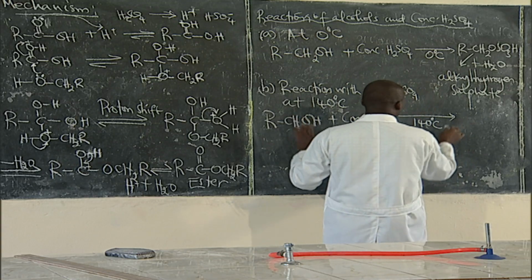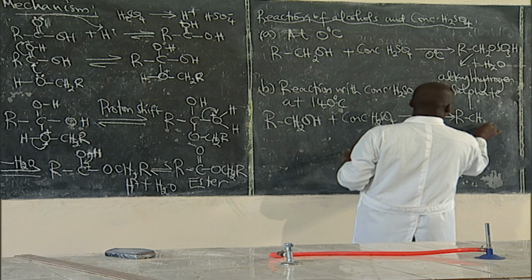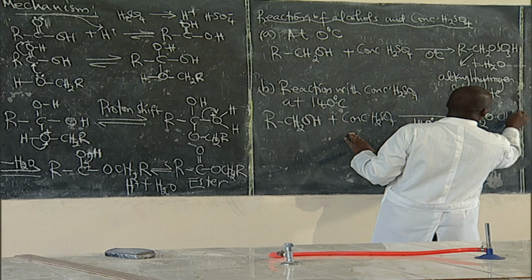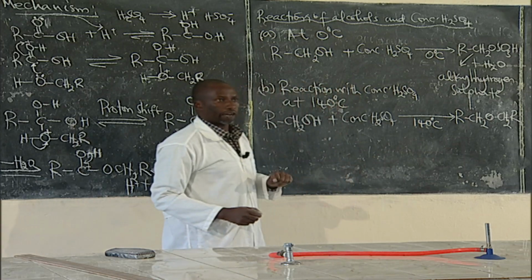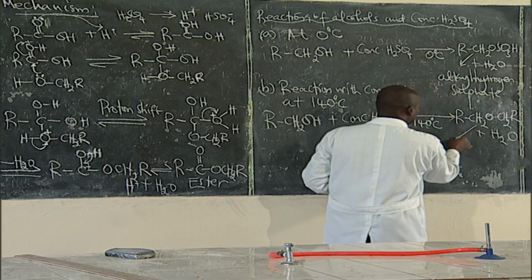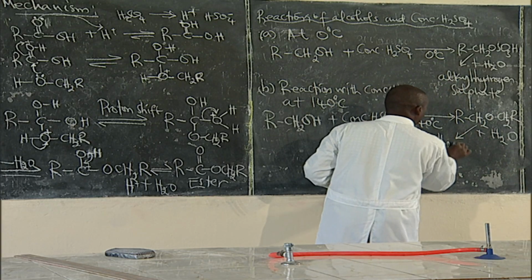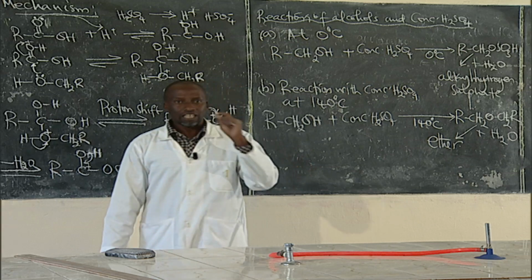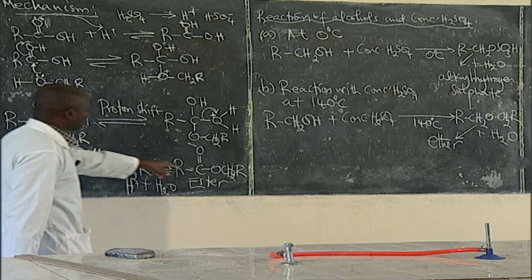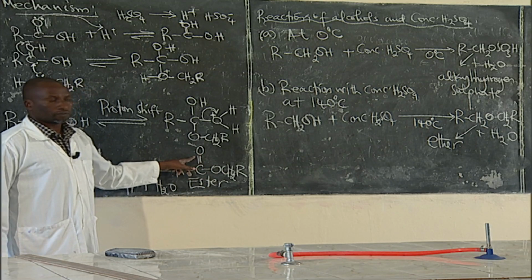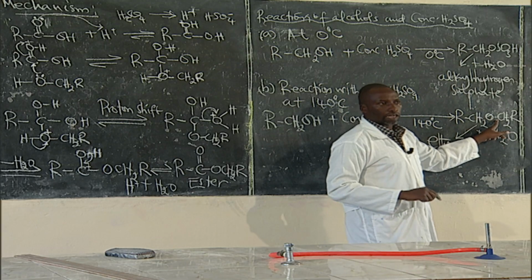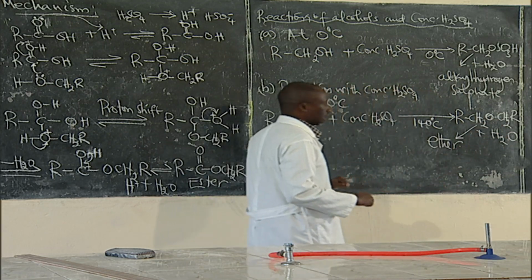And what is the product here? RCH2OCH2R, plus water that is formed. When you look at that product, this is an ether. The product is ether, which is different from ester. Look at the ester. The ester has 2 oxygen atoms. This is an ether. It has 1 oxygen atom. This is the functional group of the ethers.